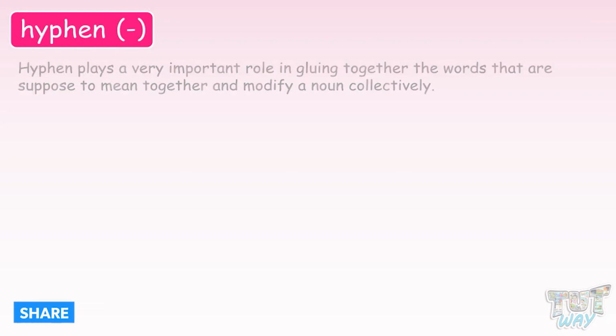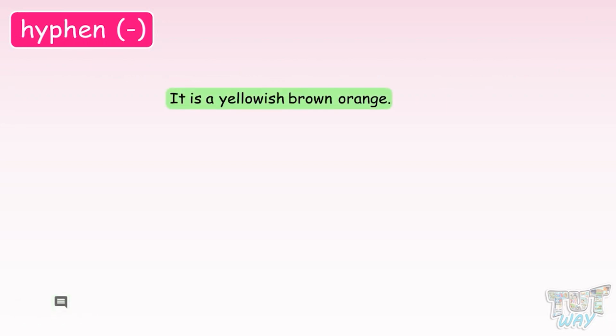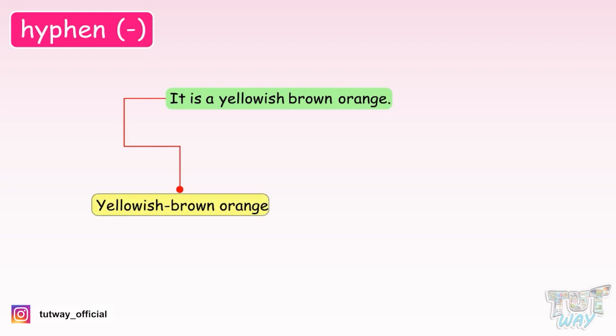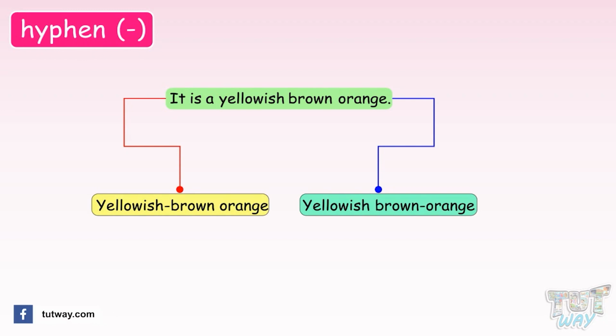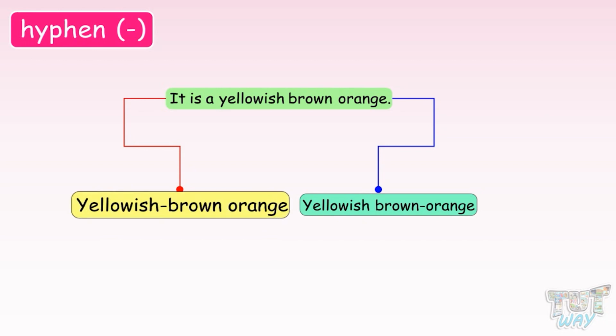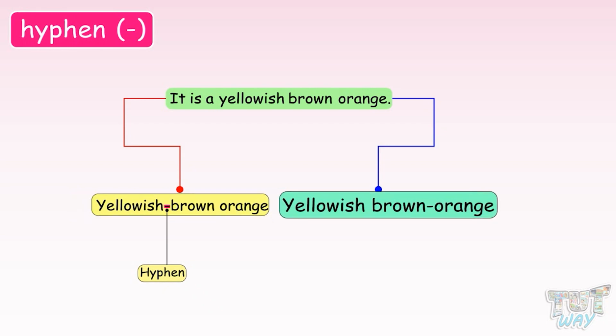Here we have another interesting example. It is a yellowish brown orange. No hyphen is there. So what is the meaning of this sentence? We are talking about yellowish-brown orange or a yellowish brown-orange. So there is ambiguity. If it's yellowish-brown orange, you need to have a hyphen between yellowish and brown. If it's yellowish brown-orange, you need a hyphen between brown and orange.